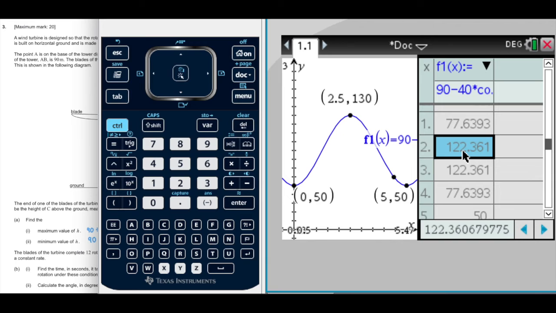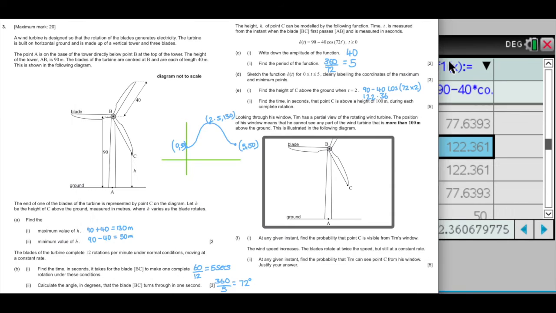If not, then you could substitute in when x or t is 2. Okay, so you can either substitute it into your formula, which would give you 90 minus 40 cos 72 times 2, or you can just use your GDC. You'll still get the marks for writing the answer on its own, and it's 122.36 that we can see there. Okay, so you can either do it this way or just write the answer.